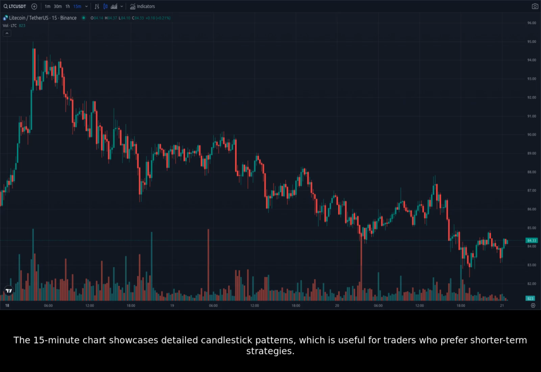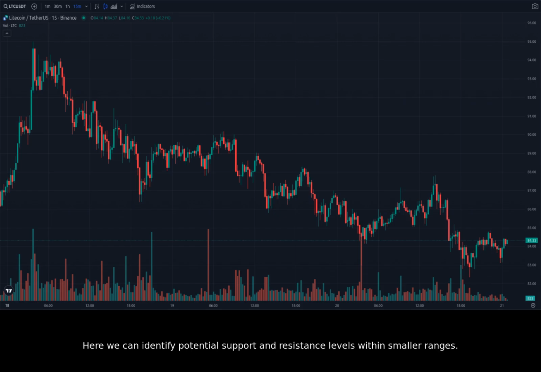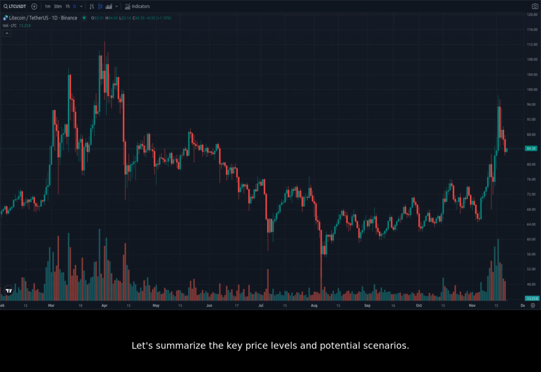The 15-minute chart showcases detailed candlestick patterns, which is useful for traders who prefer shorter-term strategies. Here we can identify potential support and resistance levels within smaller ranges. For example, we can zoom in to see how the price fluctuates around certain levels. Analyzing candlestick patterns on this chart helps in identifying potential entry and exit points. It is crucial to consider the volume in correlation with price moves. High volume indicates strength. Let's summarize the key price levels and potential scenarios.